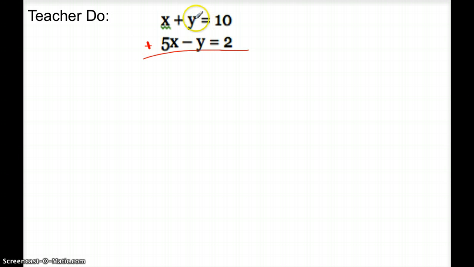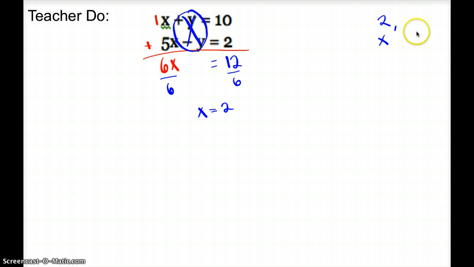So when I add them together, 1x plus 5x equals 6x. These two are additive inverses. They are opposites. They will cancel each other out. They will eliminate. That's why we call this elimination method. And 10 plus 2 is 12. Divide by 6. Divide by 6. X equals 2. That was a lot easier than it usually is. But remember, that only works when they're lined up correctly.